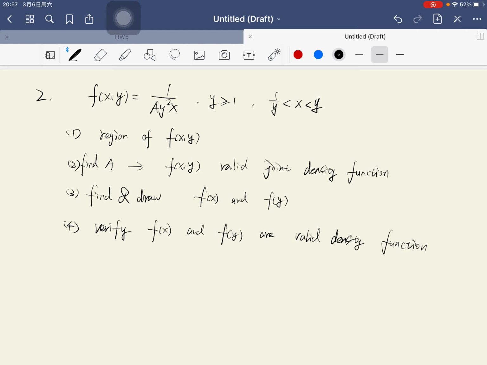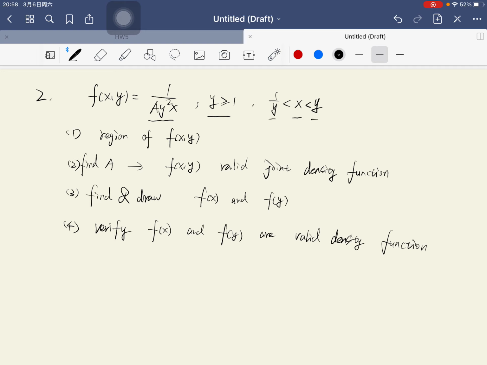Hello everyone, my name is Han Zhenxiang and this is question 2 of homework 5 in the course probability and stochastic process. In this question, the density function of (X, Y) is equal to 1 over a times y to the power of 2 times x, where y is bigger than or equal to 1 and x depends on y: it is bigger than 1 over y and smaller than y.